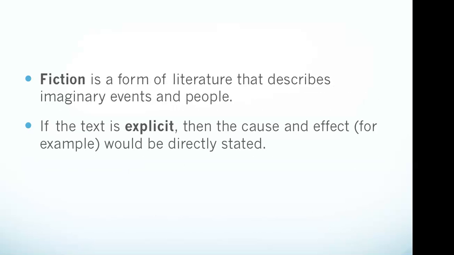And then the last 2, making sure you're just familiar with fiction compared to nonfiction. Fiction is a form of literature that describes imaginary events and people. And then finally, knowing explicit versus implicit. If the text is explicit, then the cause and effect would be directly stated, where implicit comes from implied, right? So you'd have to be able to read in between the lines to understand something that's implicit.